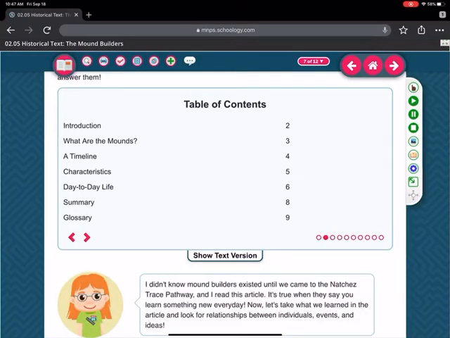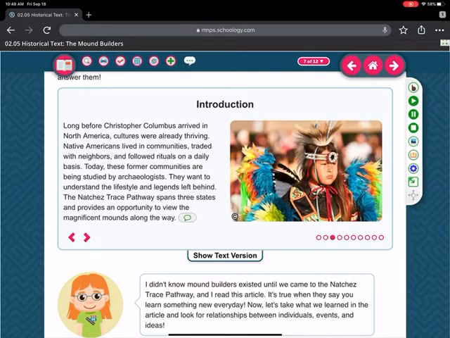Okay, so we start off with a table of contents, with an introduction. On page 3, what are mounds? Page 4, a timeline. 5, characteristics. 6, day-to-day life. 8, summary. And 9, glossary. So that kind of gives us an outline about what we're going to be talking about, right? It shows us what's going to be on each page.